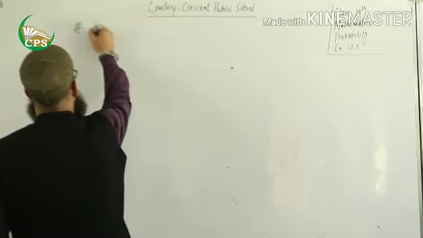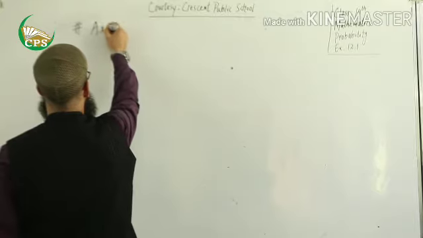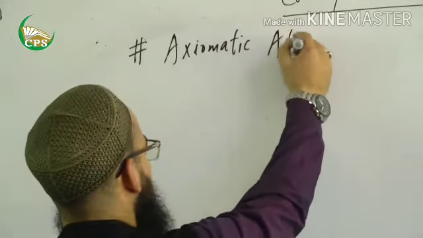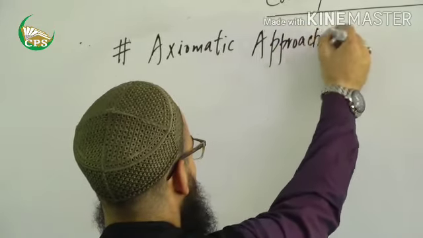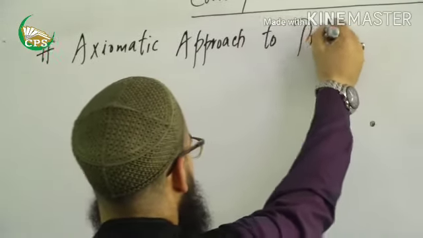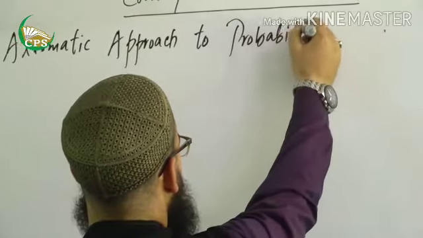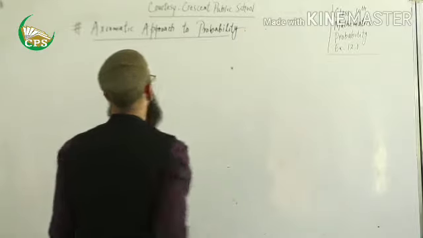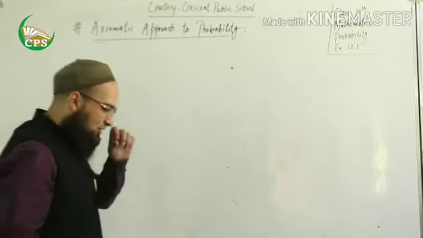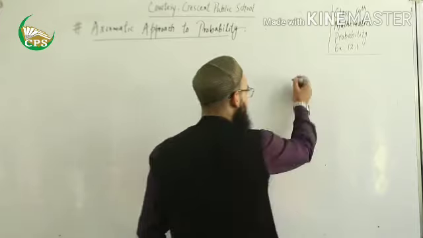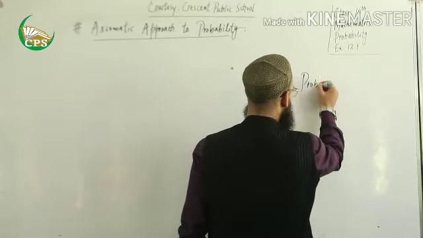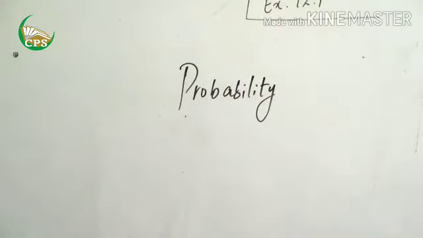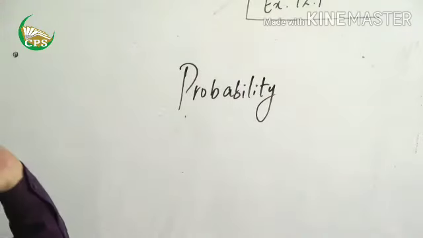Now the next topic is, let us see the axiomatic approach to probability. There are three approaches to probability. Three approaches means there are three ways by which you can study probability.